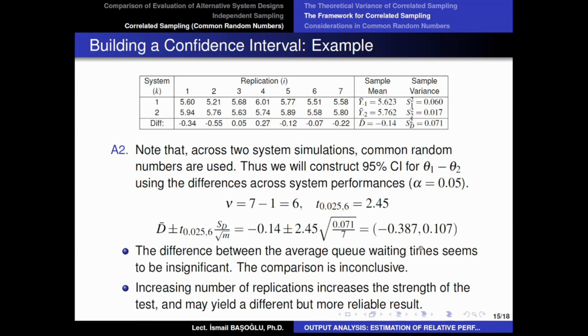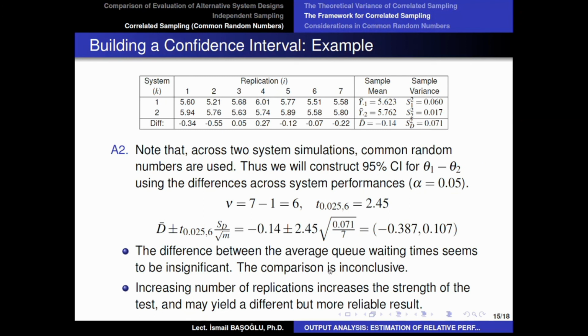So we should say that the result is inconclusive. There is not a significant difference between theta 1 and theta 2. Therefore, the comparison is inconclusive at this point. However, you know that if you increase the number of replications, you are going to get a better estimate for the sample mean for the difference and the sample variance for the difference.